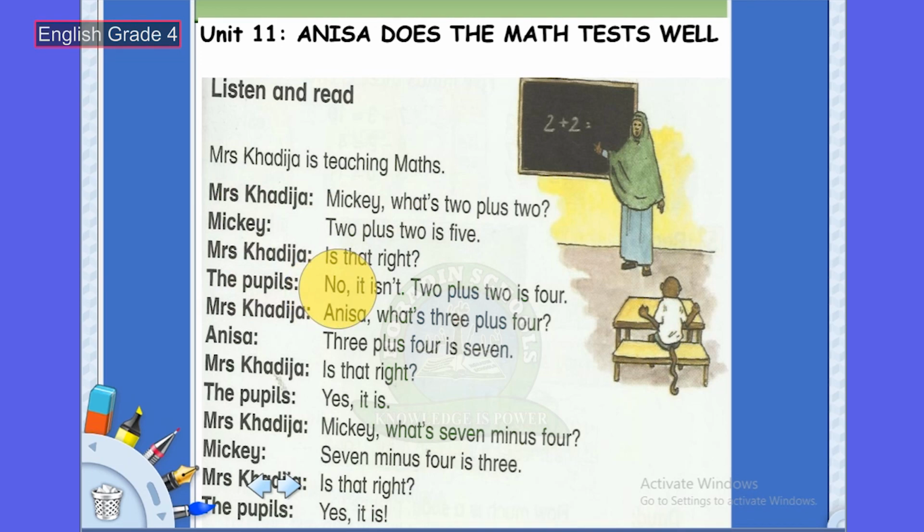The pupils: No, it isn't. 2 plus 2 is 4. Mrs. Khadija: Anisa, what is 3 plus 4? Anisa: 3 plus 4 is 7. Mrs. Khadija: Is that right? The pupils: Yes, it is.